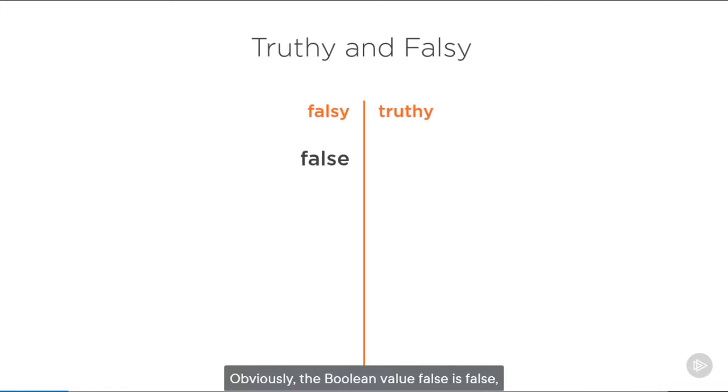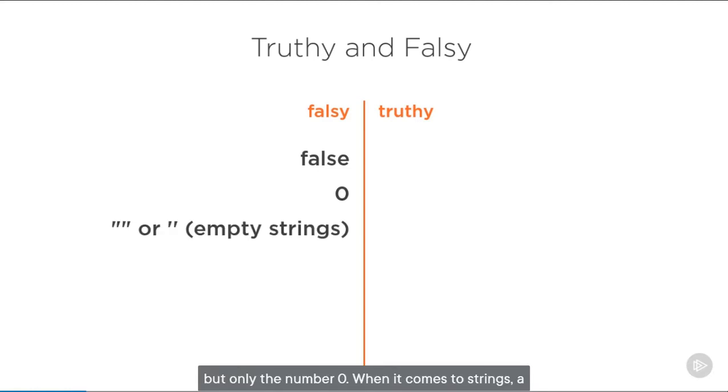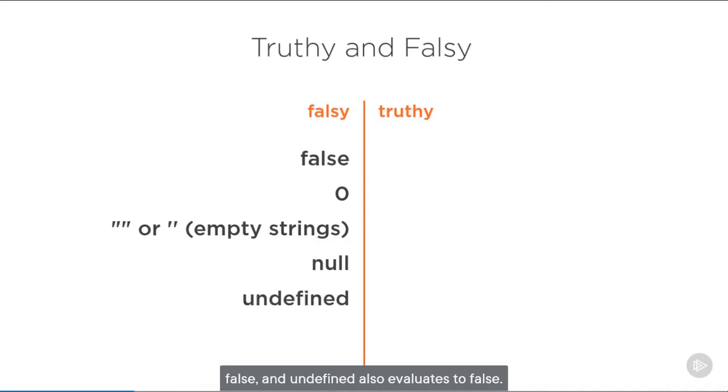Obviously, the Boolean value false is false, and the number 0 is false, but only the number 0. When it comes to strings, a string is false if it's empty. So if we have 2 quotes right next to each other, whether it's double quotes or single quotes or backticks, as long as there are no characters between the quotes, it's false. And we saw the value null. That evaluates to false, and undefined also evaluates to false. And we also saw the special symbol not a number, NaN. That evaluates to false as well.